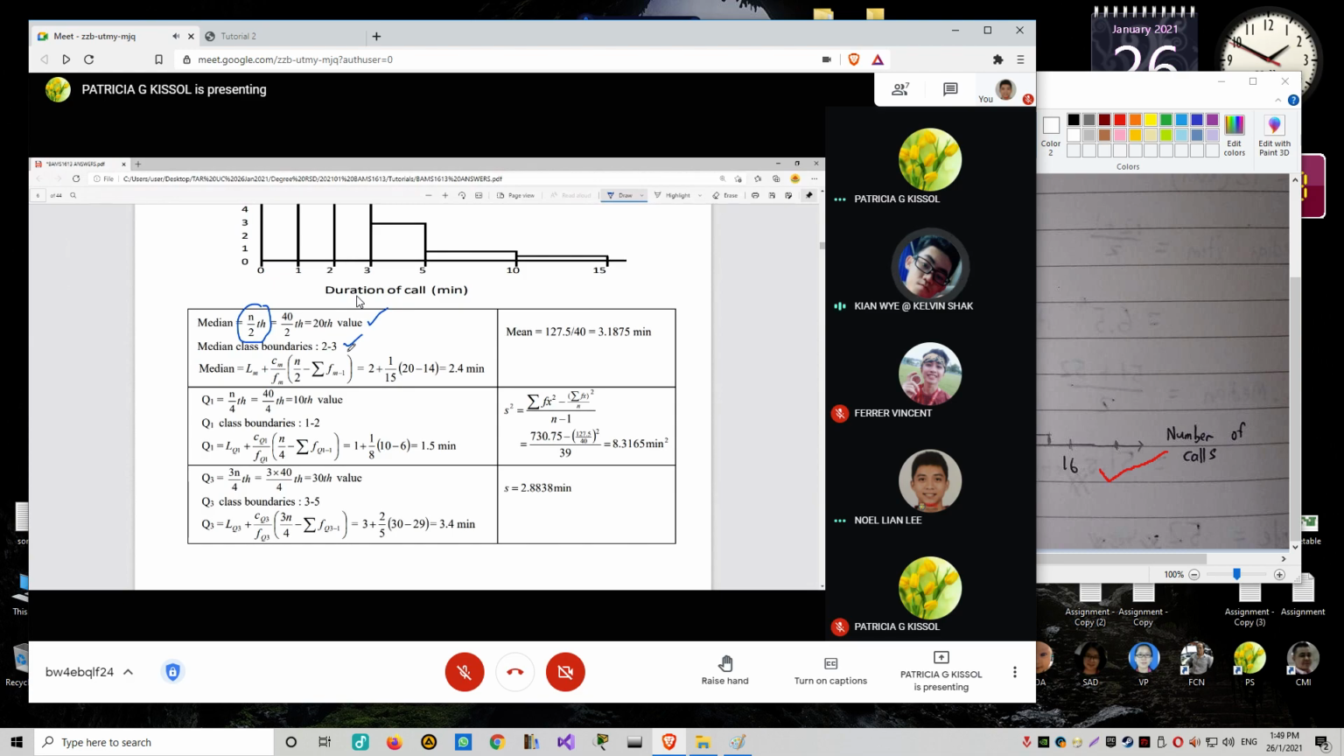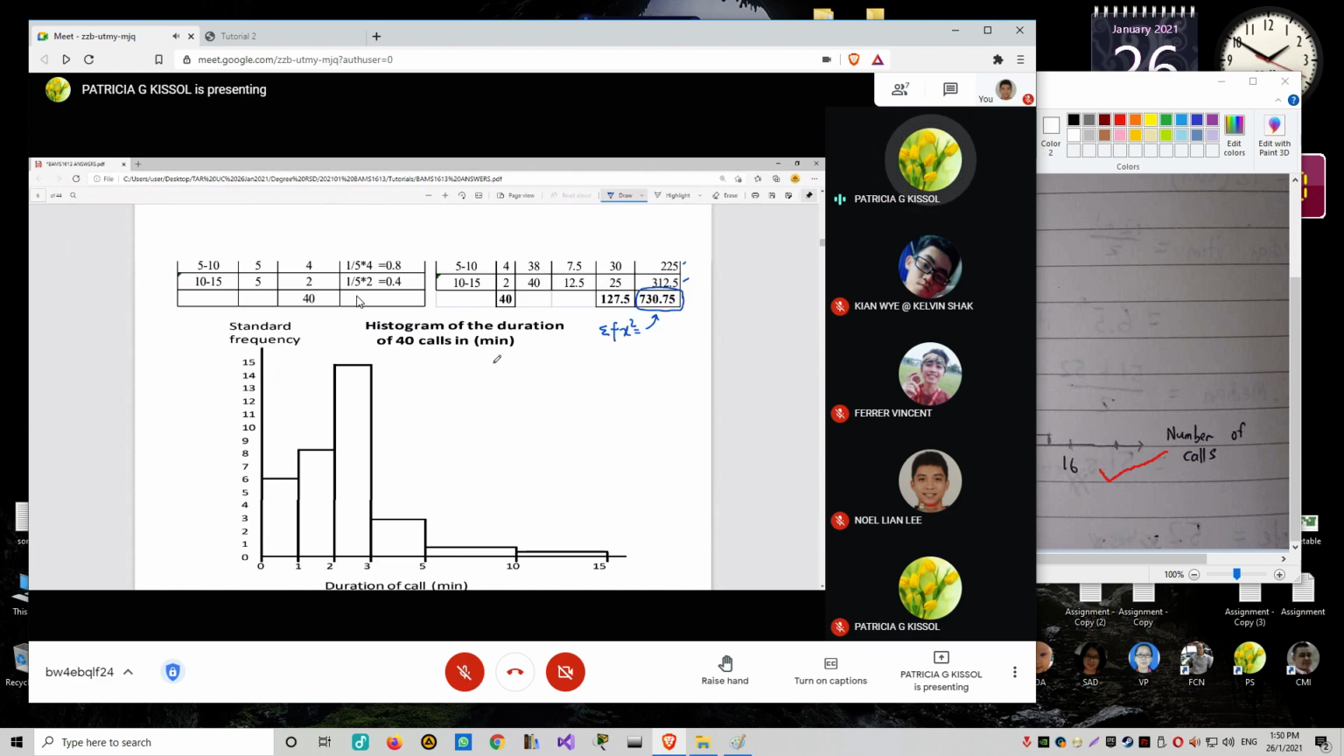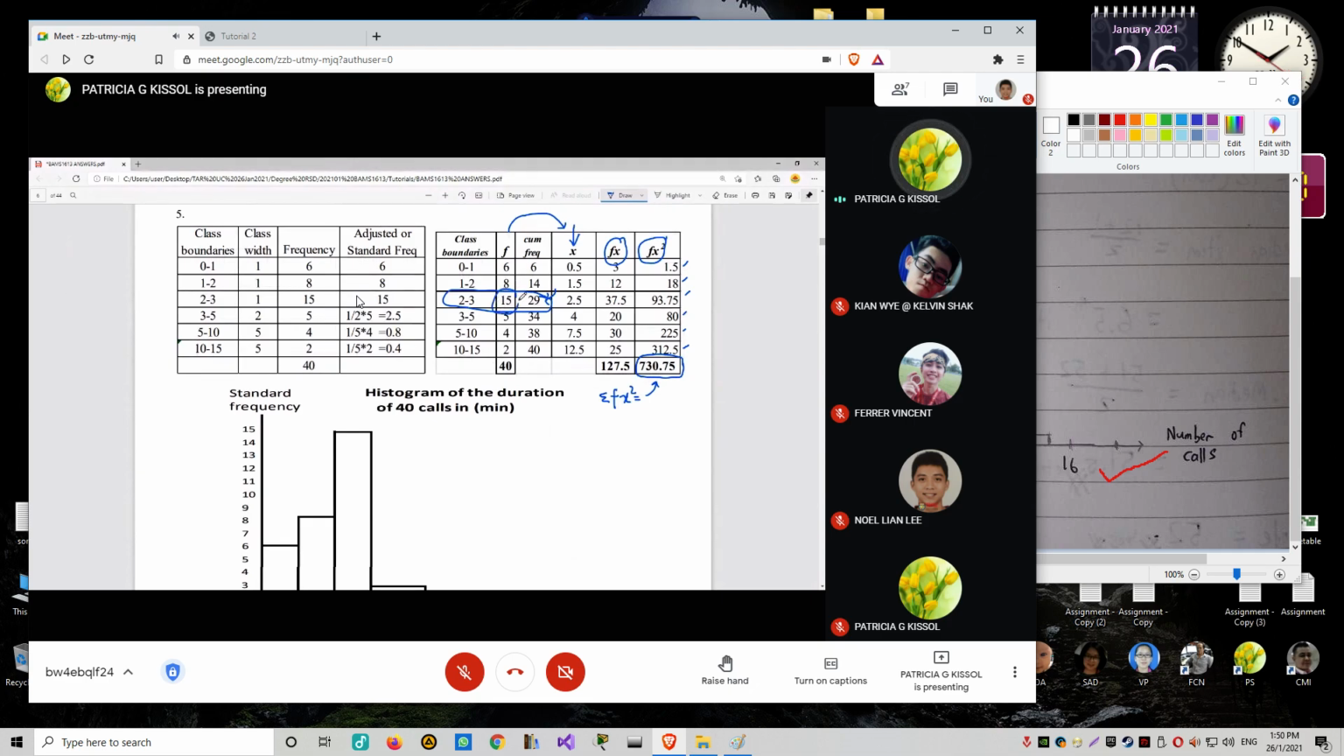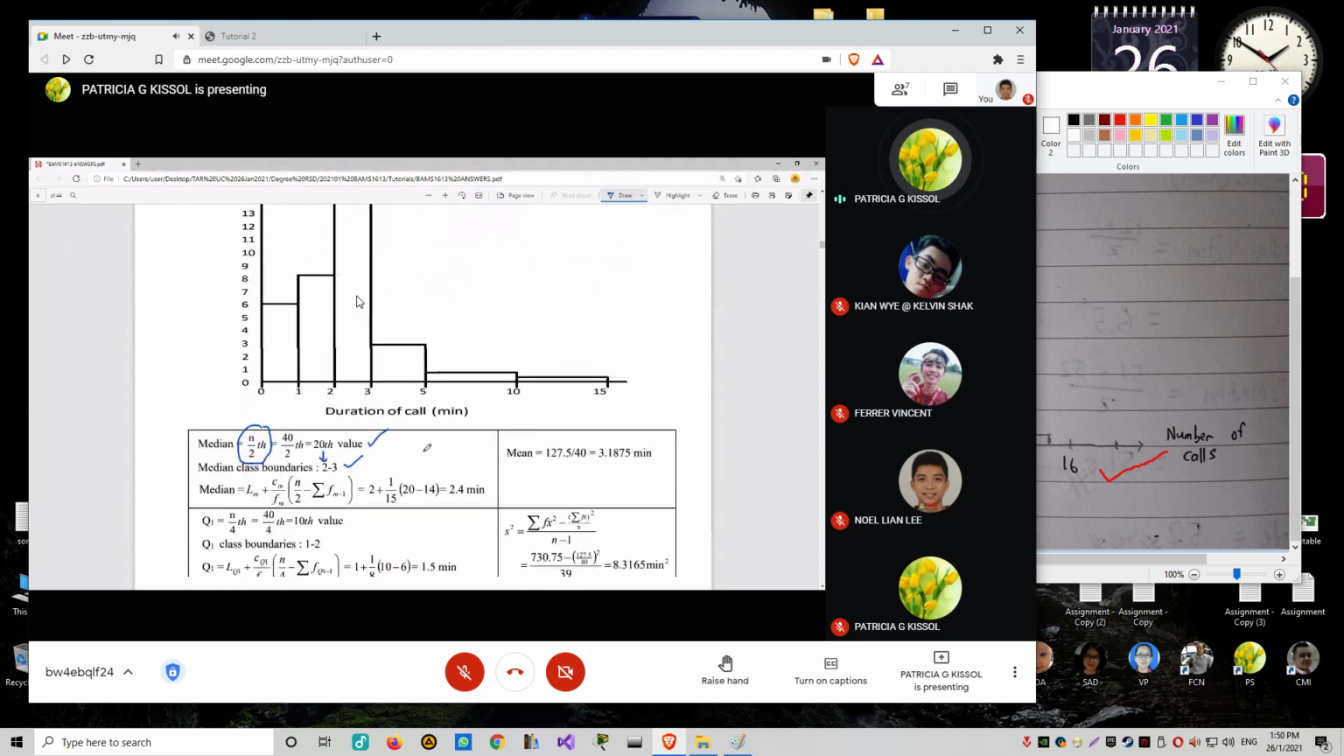Okay, so the calculation of the median, this is the formula. Since it is 2 to 3, the lower class boundary is 2. That's why we have 2 here. I hope you're looking at my pen. Plus the size, the class width is 1, because remember, 2 to 3 is only 1. So that's why it's 1 here. And the frequency is 15, because if you look back here, the frequency is 15. So that's why we have the value 15 here.